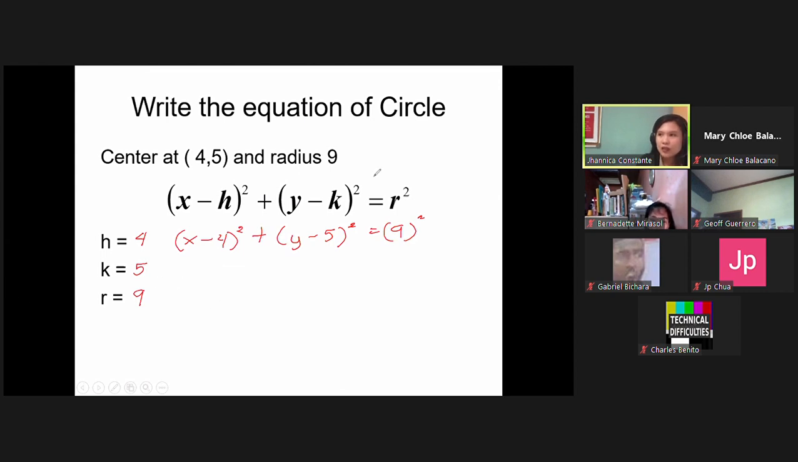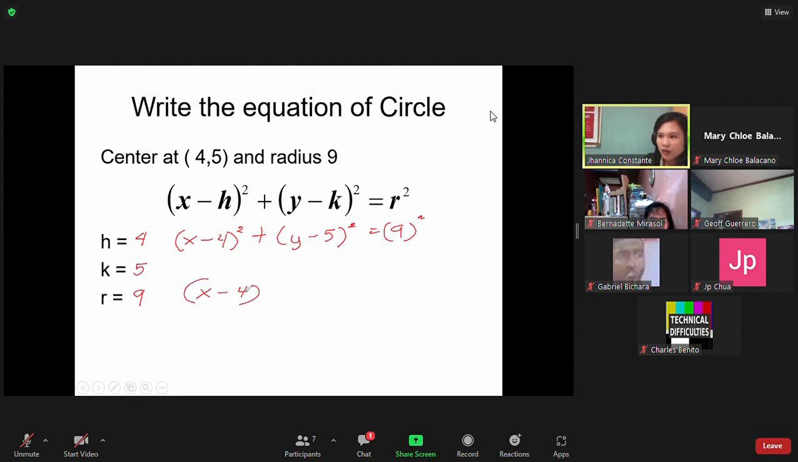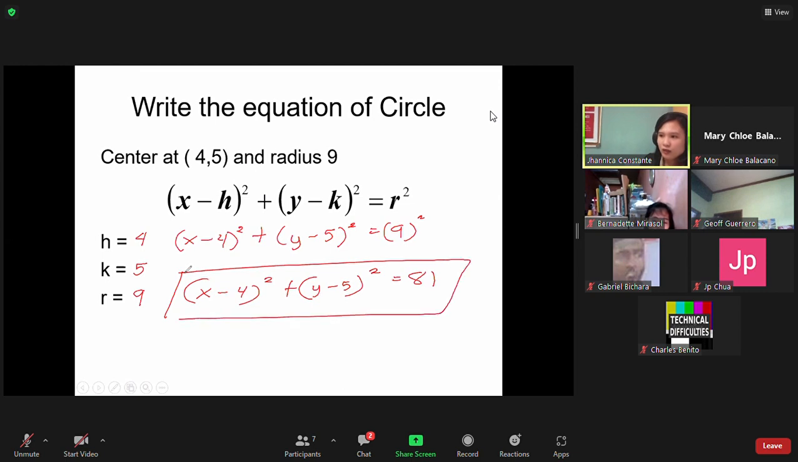So the equation of our circle that has a center of (4, 5) and a radius of 9 is (x - 4)^2 + (y - 5)^2 = 81. That's the equation of our circle. It has a center at the point (4, 5) and a radius of positive 9. That's how you're going to write the equation of a circle.